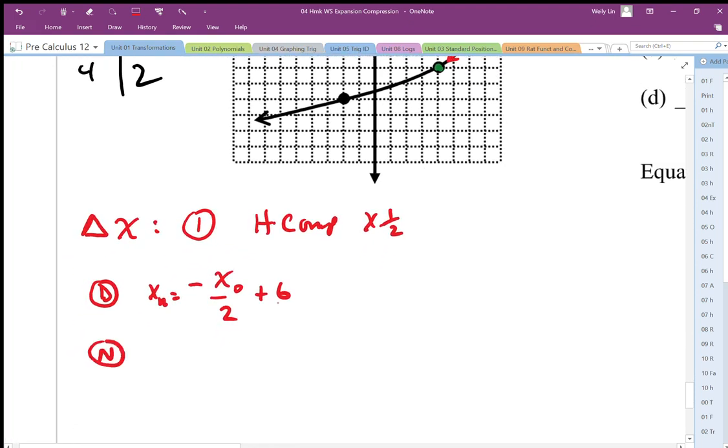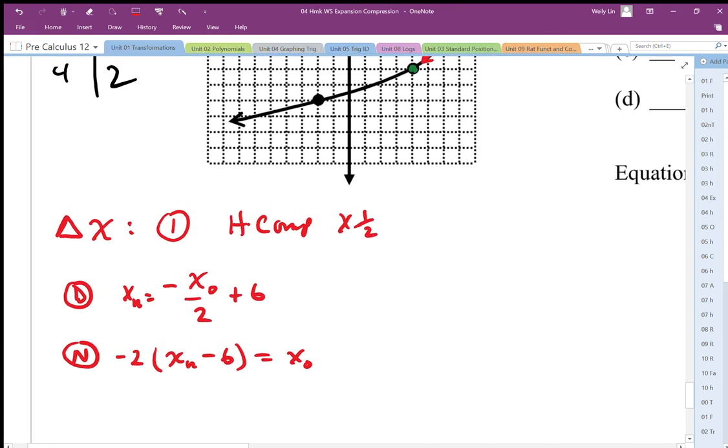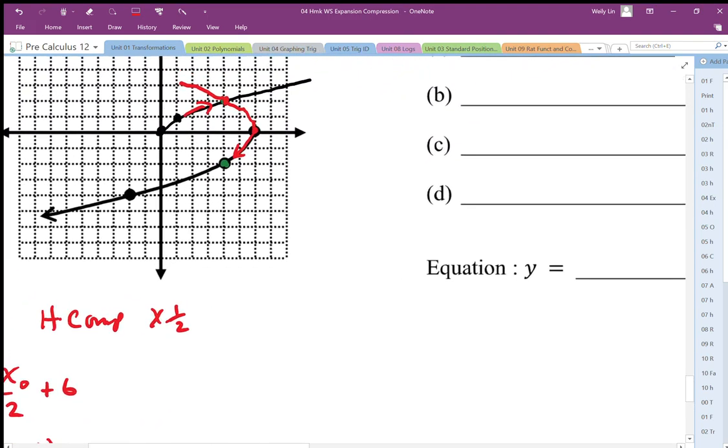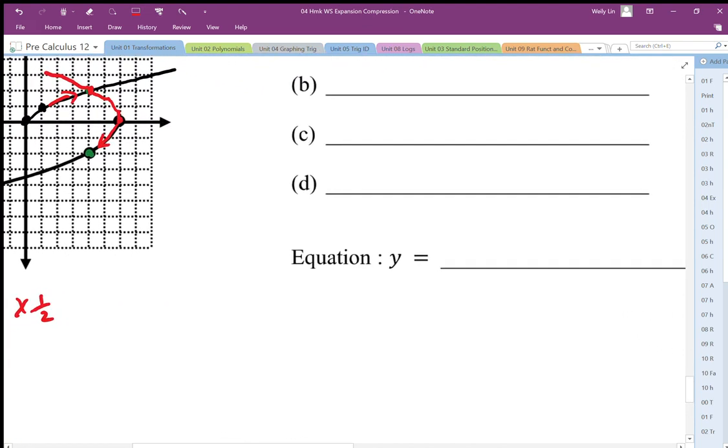So I have to undo all this. I'm going to subtract by 6 first, times by -2. Just going to move that over. Times by -2, and then I'm going to end up with equaling the other x, and this represents my notation. This gets me back to the old x, which is the notational form of this. So my equation then is going to look like this.